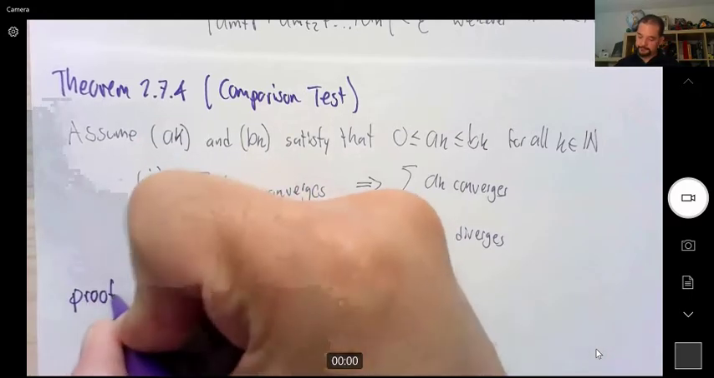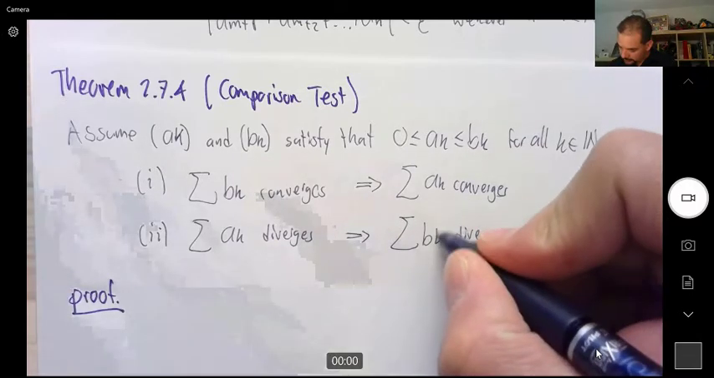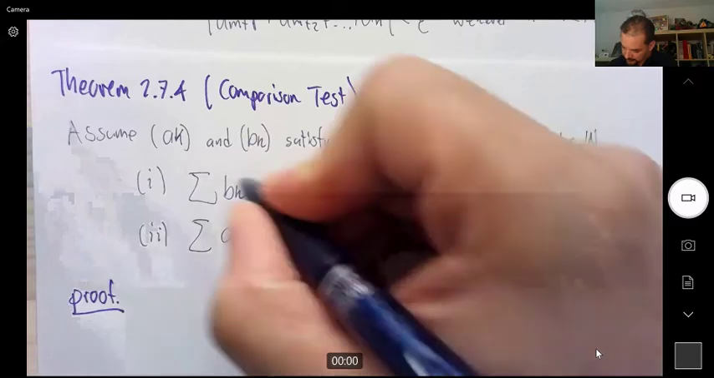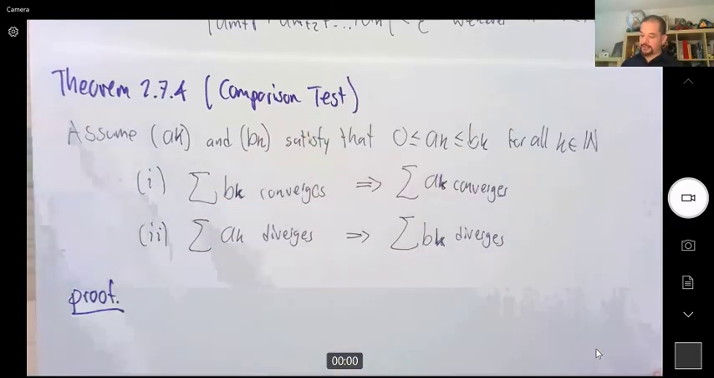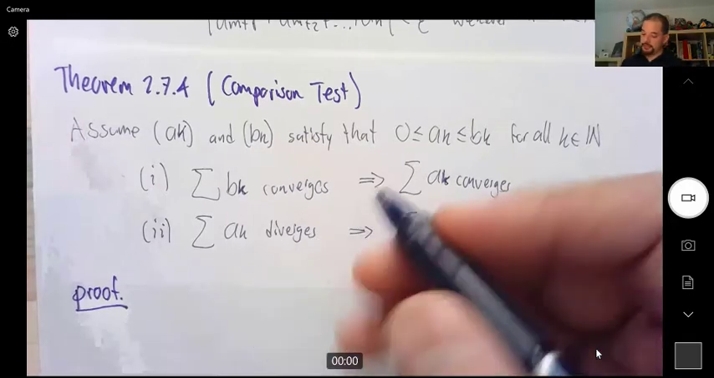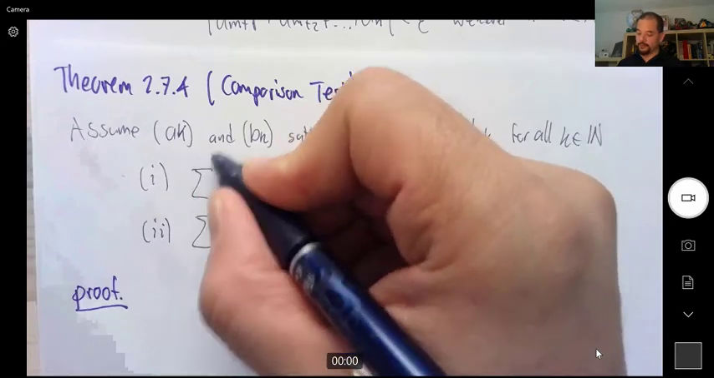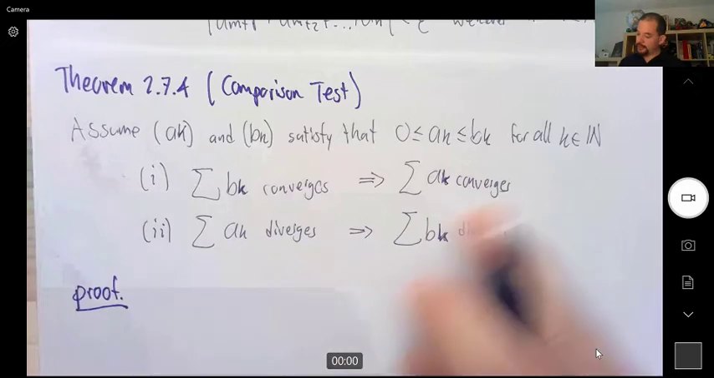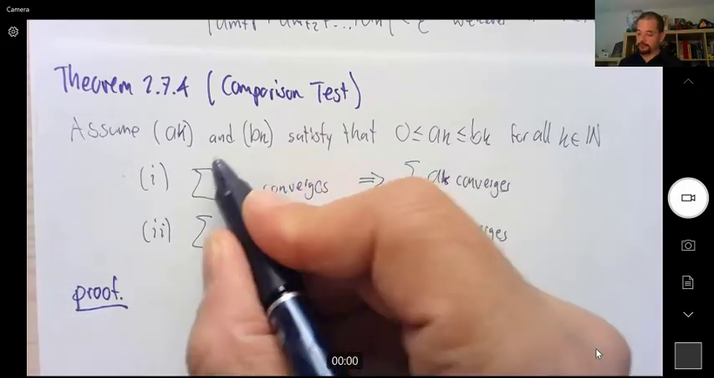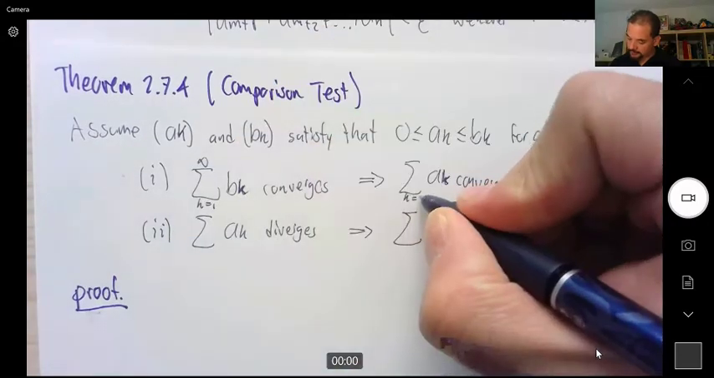Proof. Professor, are the indexes all K's or all N's? These are all K's. I should make my letters more distinct. They're all K's, and I didn't write from where to where. That's the other thing. I didn't say from 1 to infinity, because it really doesn't matter, right? With the convergence or divergence of the series, it really doesn't matter where you start. So whenever I don't write anything, you're assuming that it goes to infinity, right?